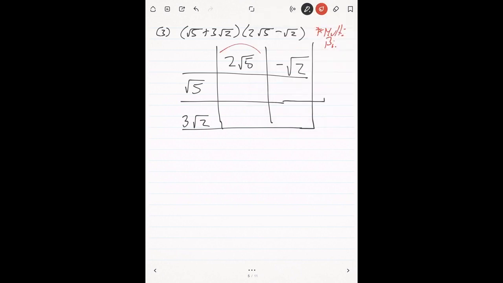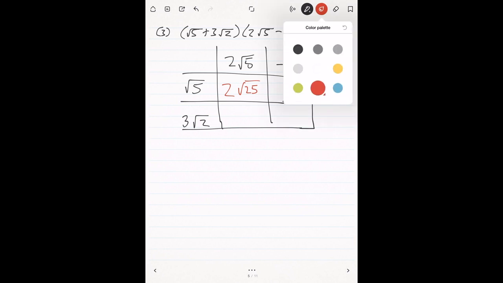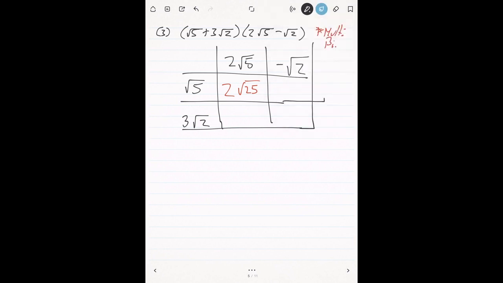Let's multiply 2 root 5 and root 5 together. We're going to get 2, and root 5 times root 5 is root 25. I'll hold off on simplifying for a minute. So we got 2 root 25. And then for the next one, we're going to multiply negative root 2 and root 5. So we're going to get negative root 2 times 5 is 10. So we have negative root 10.